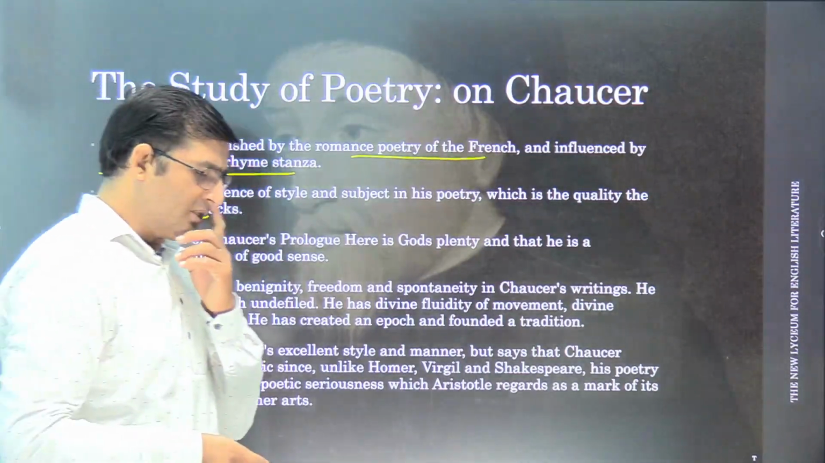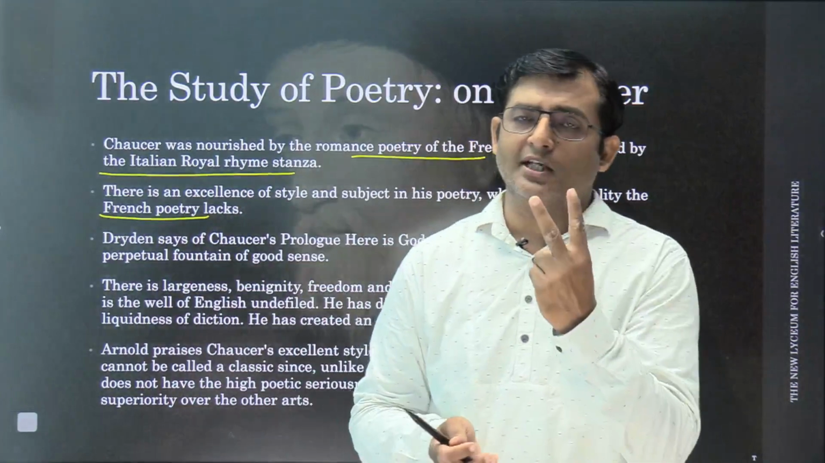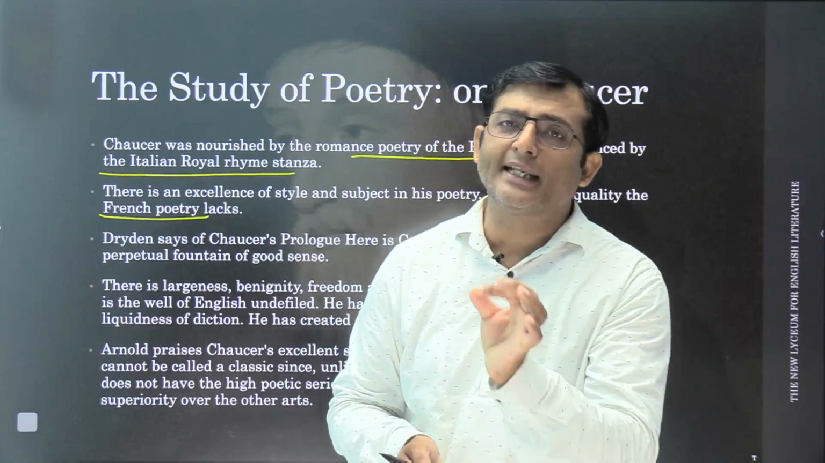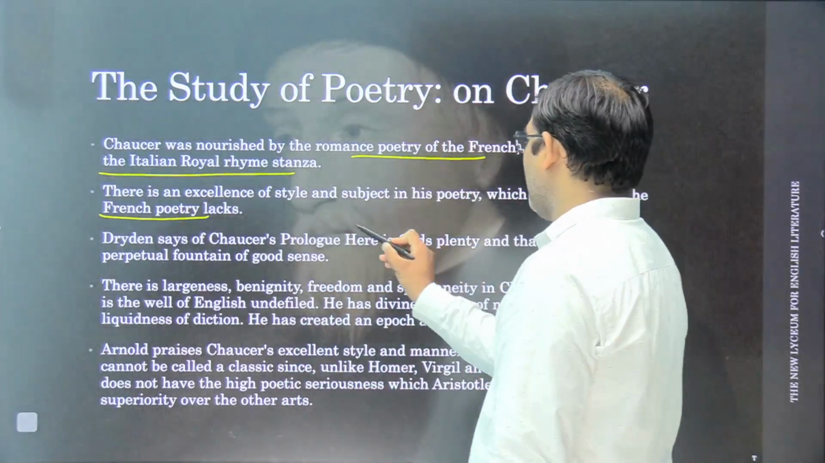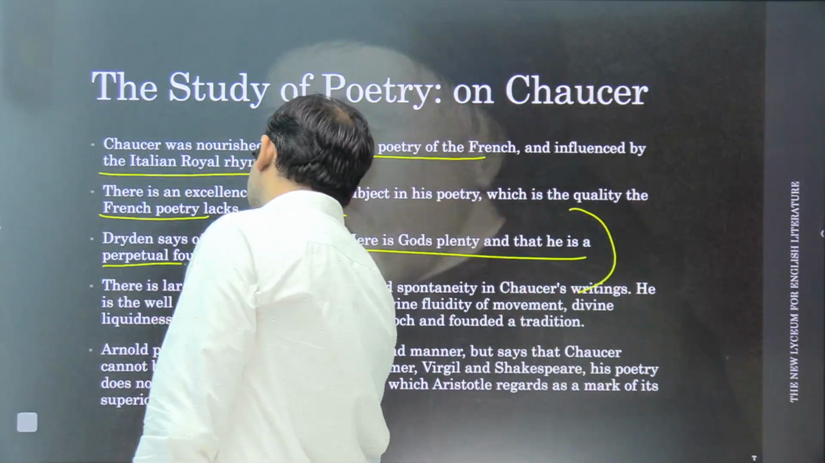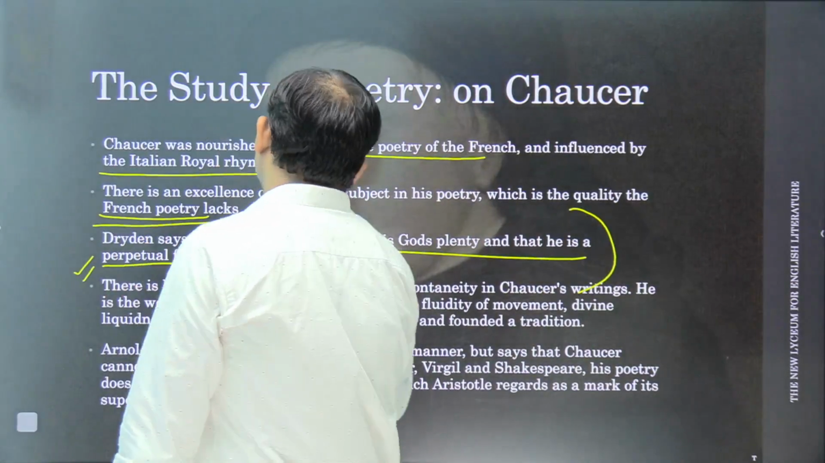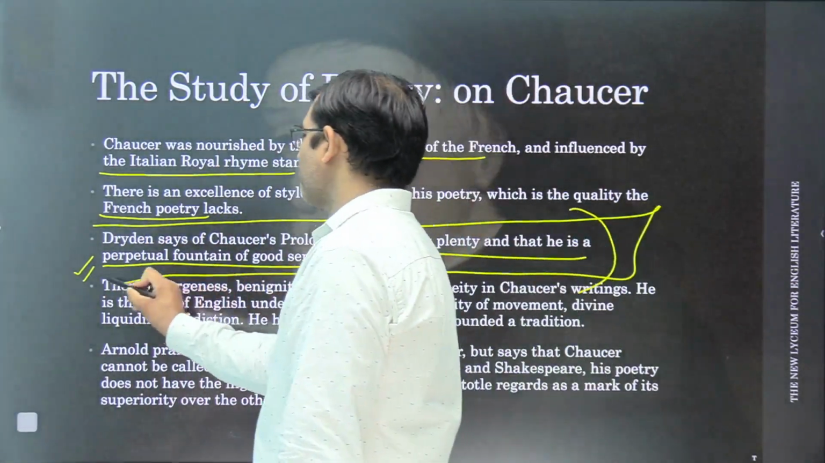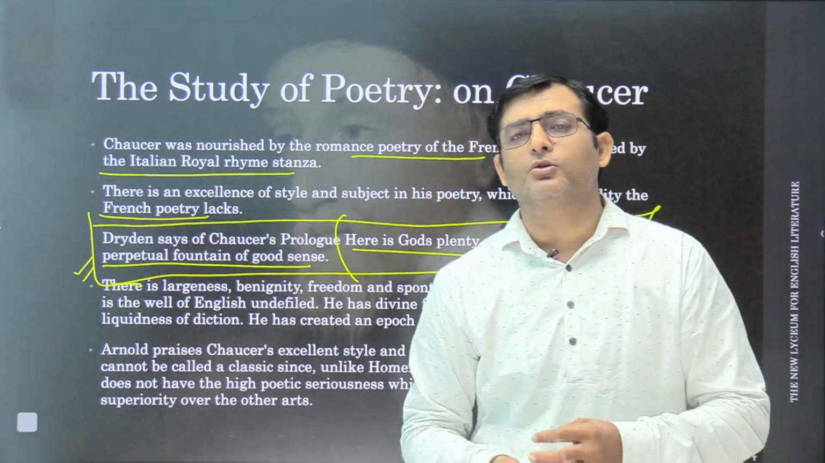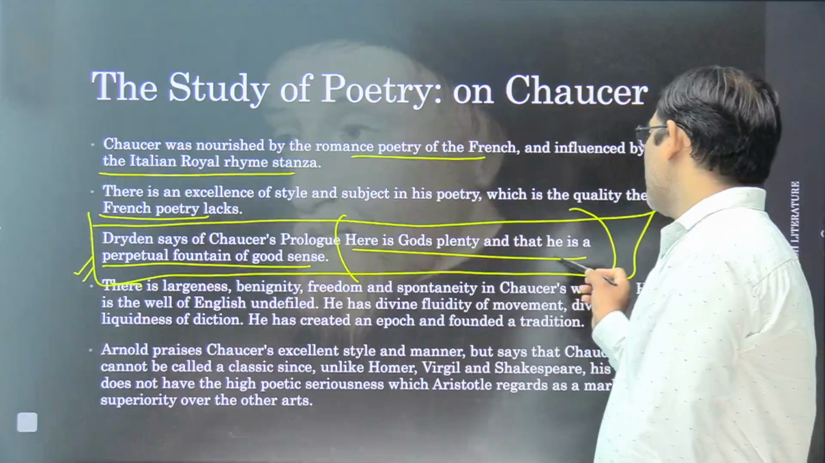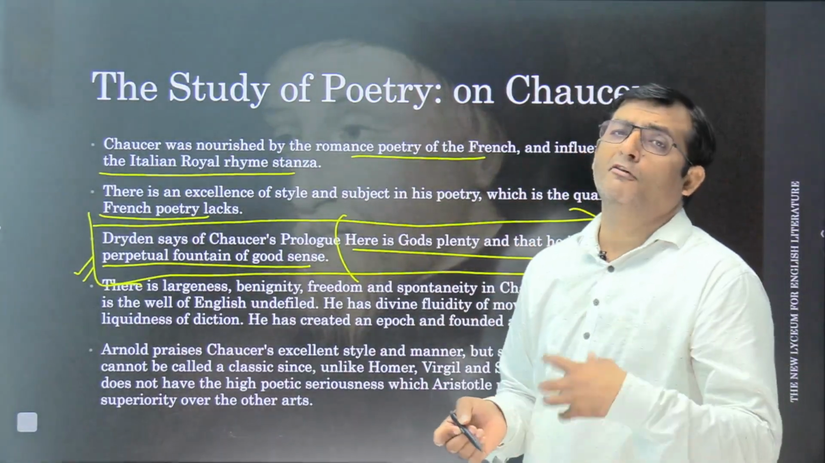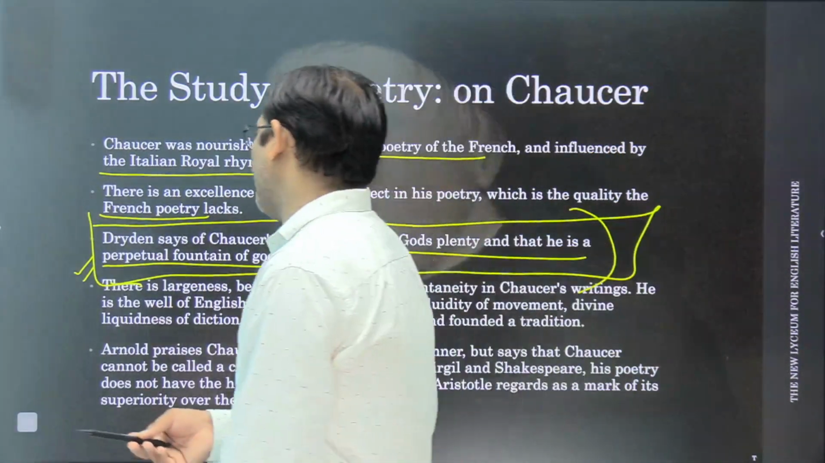Dryden made two statements about Geoffrey Chaucer that you must always keep in mind: that here is God's plenty in Chaucer's prologue, and that he is a perpetual fountain of good sense. This is the quotation of Mr. John Dryden. Dryden says "here is God's plenty" in the prologue to the Canterbury Tales, and second, "he is a perpetual fountain of good sense." And Geoffrey Chaucer was called the father of English literature by this John Dryden only.